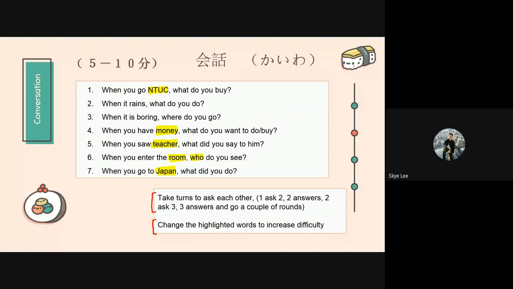Okay, so I asked the second question. Ame o furu toki nani o shimasu ka? Ame no furu toki, watashi wa nemasu. Okay. Yes, I sleep when it rains. Okay. Next.